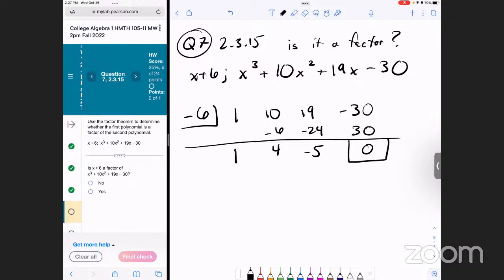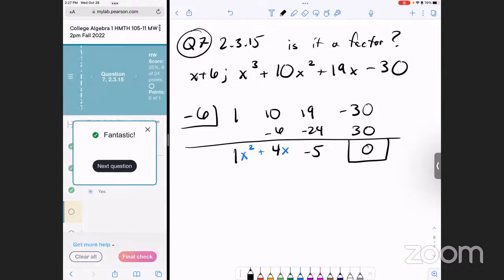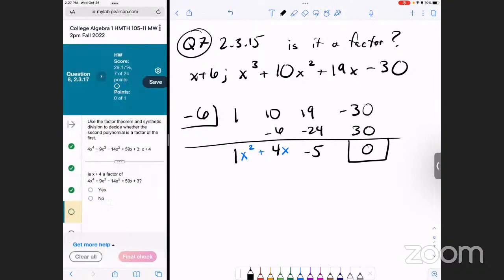All right, so we did get a remainder of 0. We started with a degree 3, so that means this is now a degree 2. And again, if anything is not clear, you just have to speak up. You have to get my attention, and we can adjust as needed. So the first question is, is x plus 6 a factor of this dividend? We're going to say yes because we got a remainder of 0. Oh, that was it. Okay, cool.